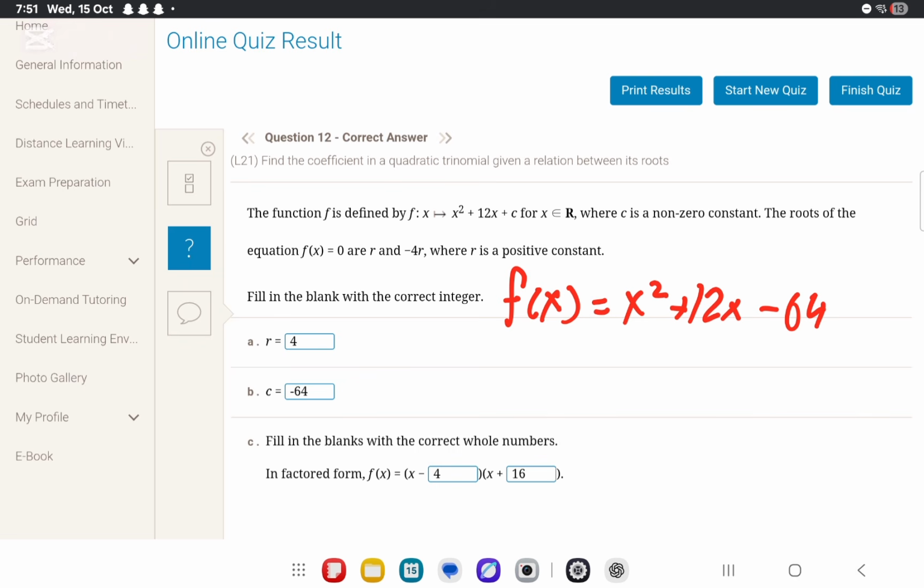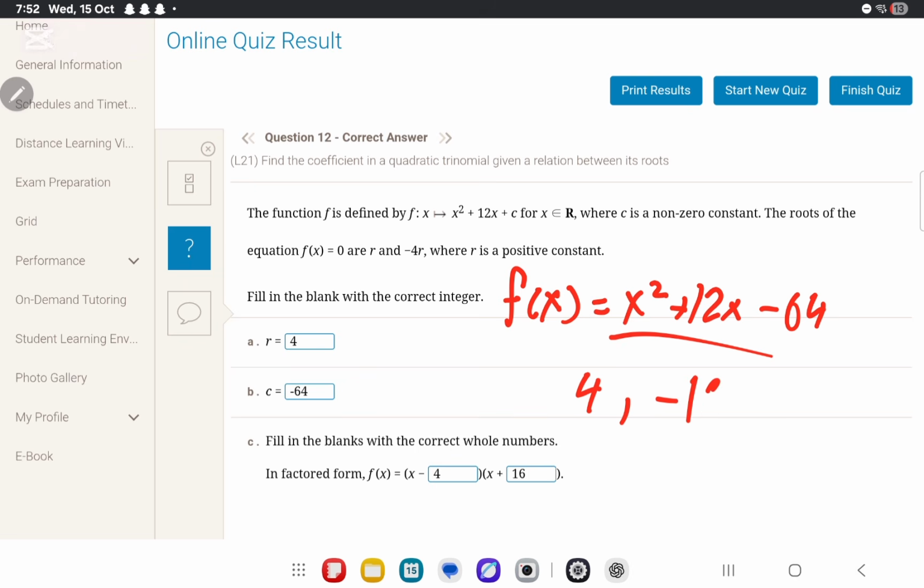What am I going to do? I'm going to go to the equation solver. I'm going to press mode 5, 3. I'm going to type in this quadratic: 1x squared, 12x, minus 64. It's going to give me roots of 4 and negative 16.